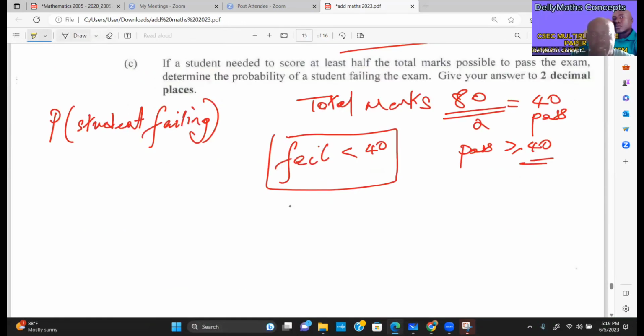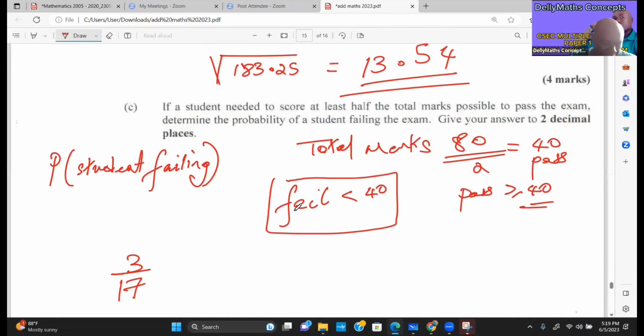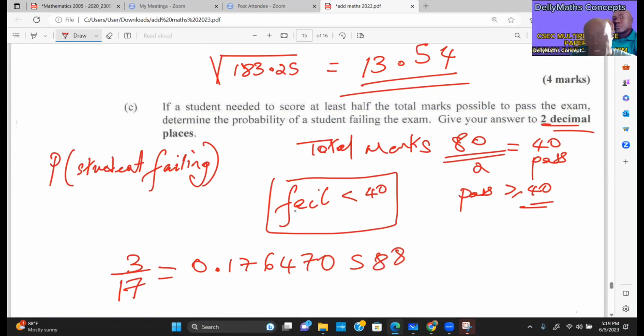So here it is. Probability that they'll fail is 3 out of 17, but they want it to 2 decimal places. So 3 divided by 17 would have given us 0.176470588, but they want 2 decimal places. So the answer is 0.18, right? So that is the probability for a student to fail. That's getting less than 40.